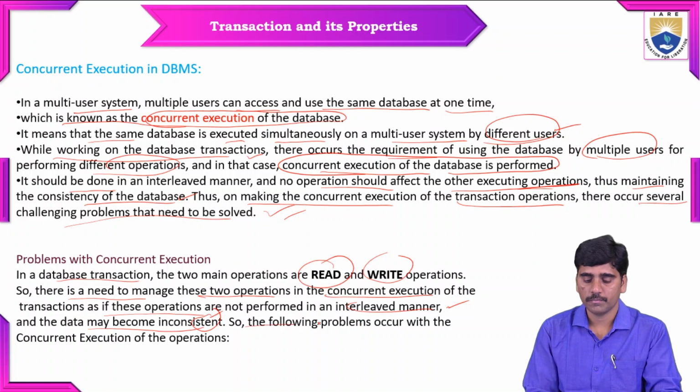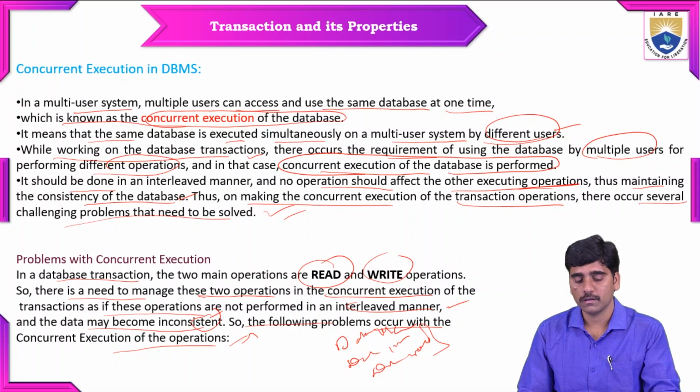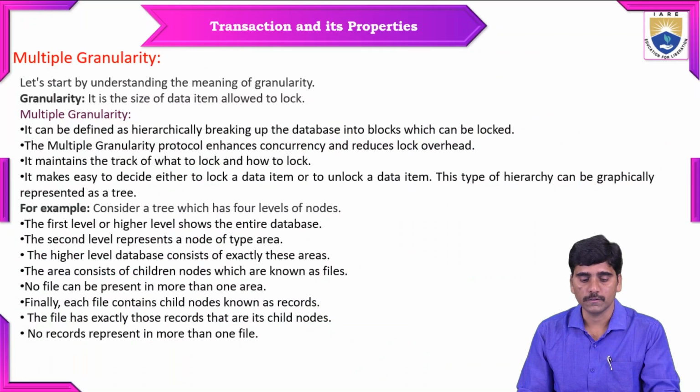So problems occur with the concurrent execution of the operations, like data inconsistency problems, data integrity problems, and data redundancy problems. These are some of the types of problems that occur in the concurrent execution.